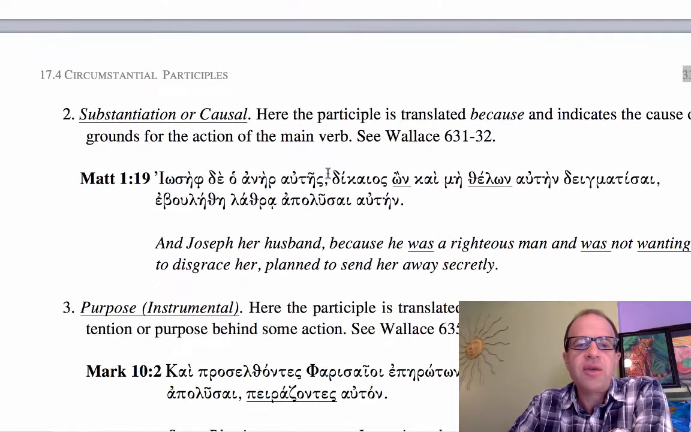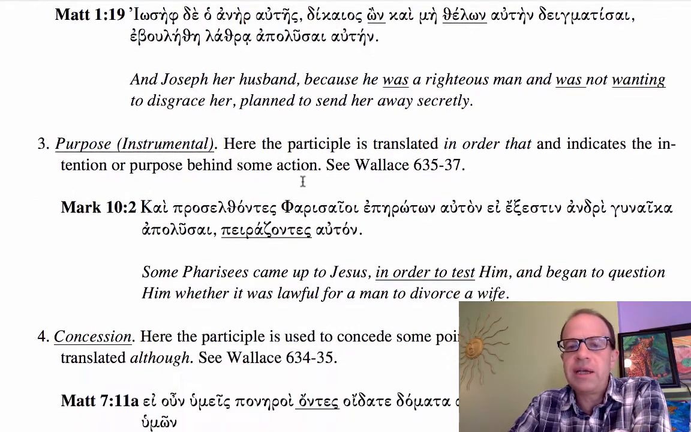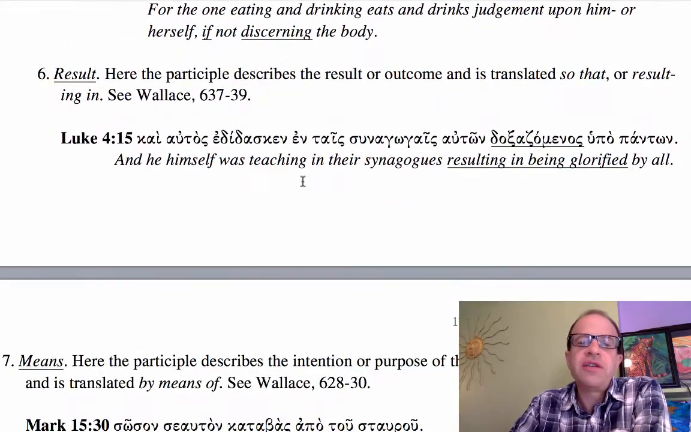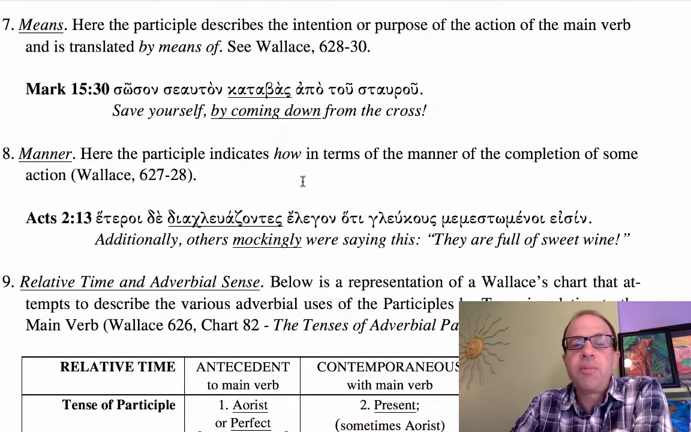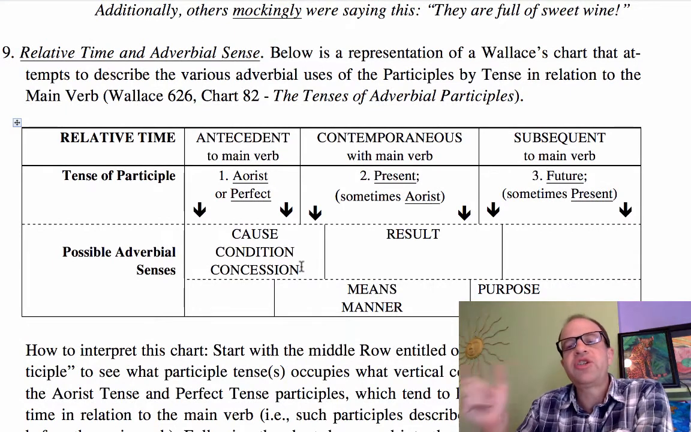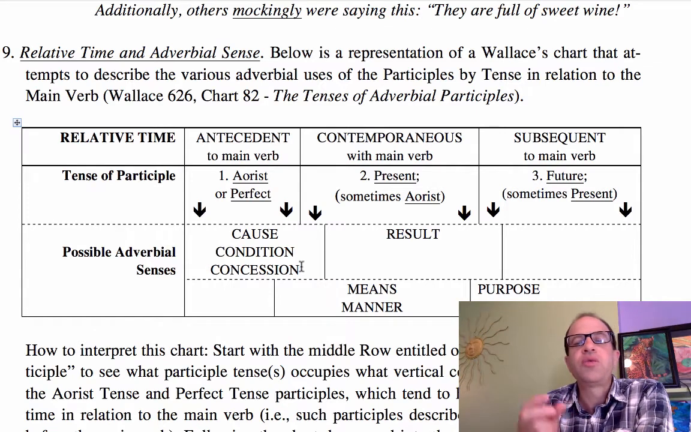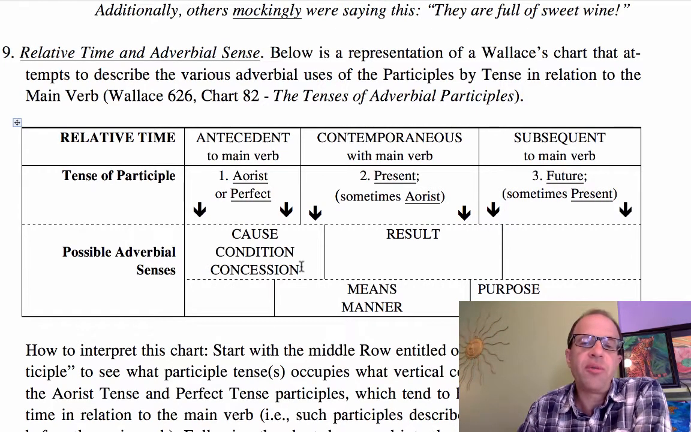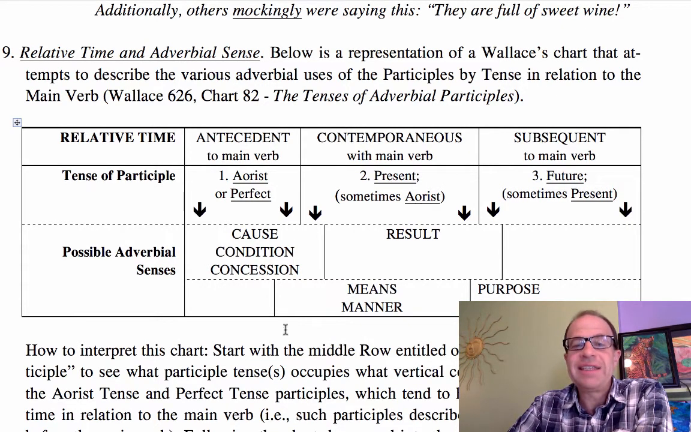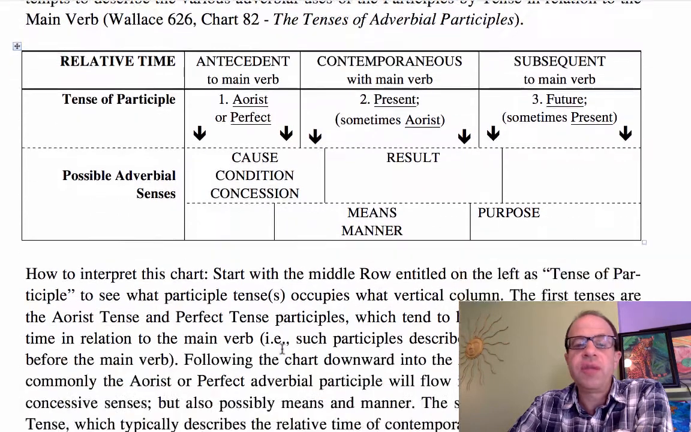You have temporal uses, you have sometimes substantiation or causal, meaning because, purpose, in order that, concession, although, conditional, if, resultative, with the result that, means, with or by, manner, how something is done. And here's a chart that shows some possible relations of tense of the participle with the relative time of the main verb. Remember that aorist participles that are pre-nuclear tend to be time prior. Present tense participles that are pre-nuclear tend to be time simultaneous. And so that's a helpful category. But you can look at this chart as Daniel Wallace has attempted to describe senses of adverbial meanings in relation to the main verb.